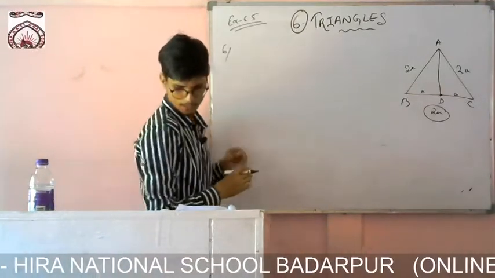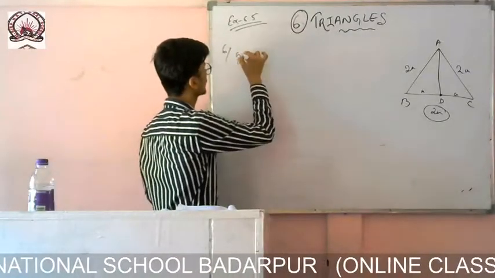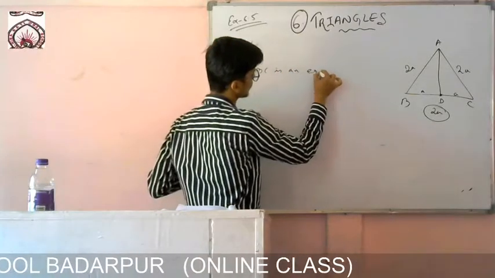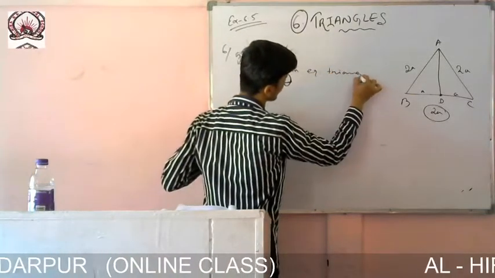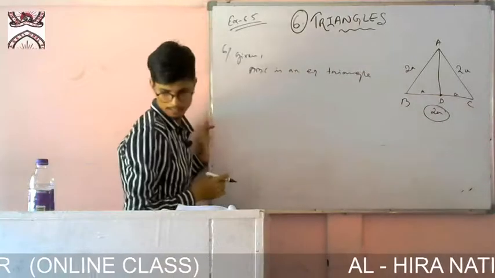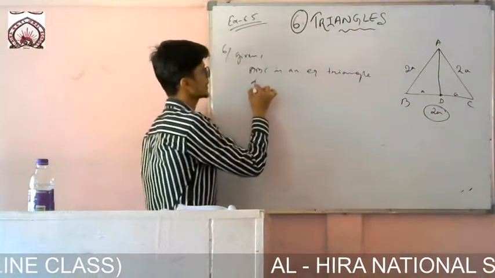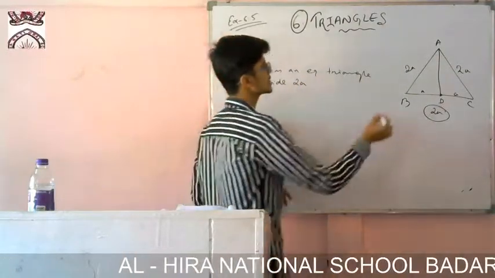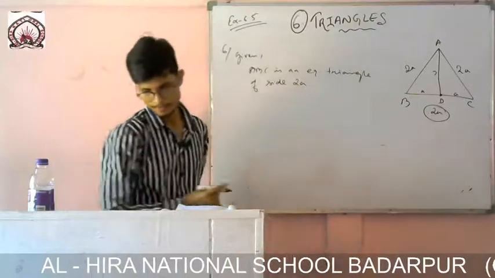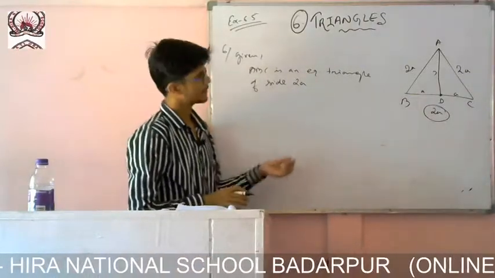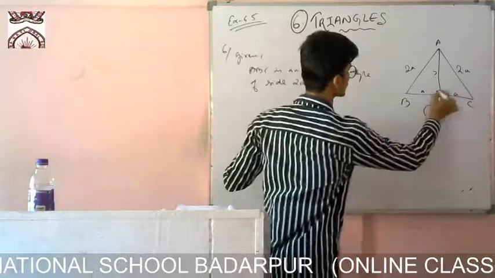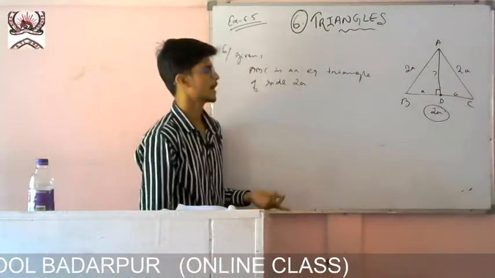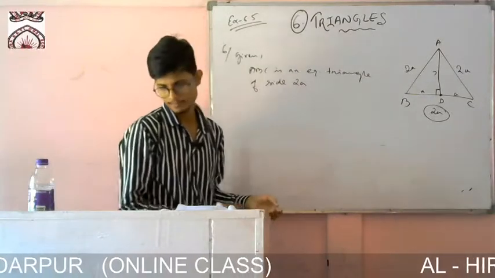Given ABC is an equilateral triangle of side 2A, you write given. The question is to find the altitude, that is AD. I can find AD very easily if I take this one as a right triangle. Since it is the altitude, this will be a right triangle. I can take either ABD or ADC, and from there I can easily find AD.